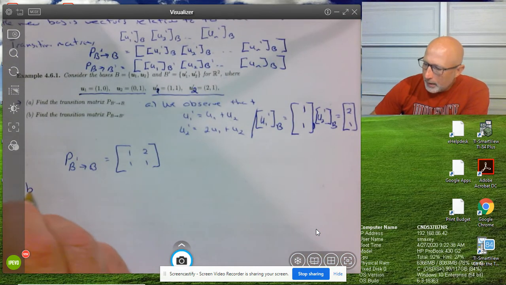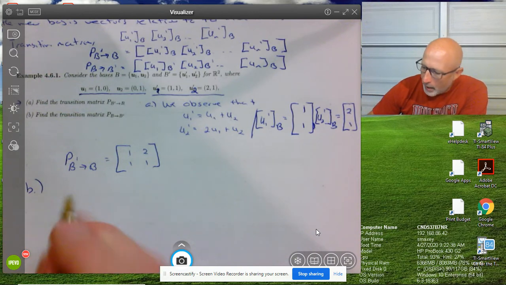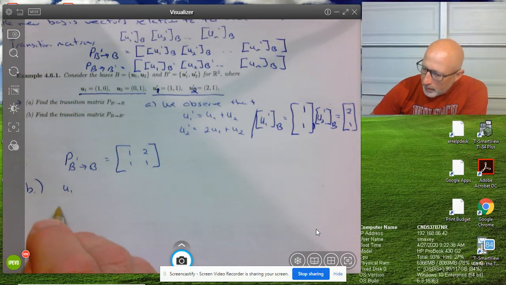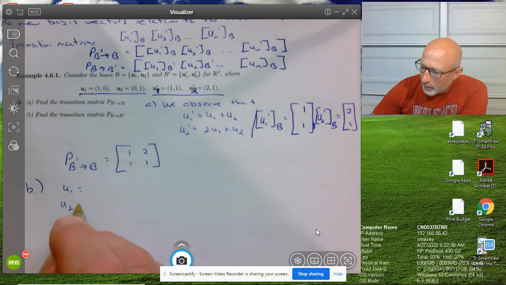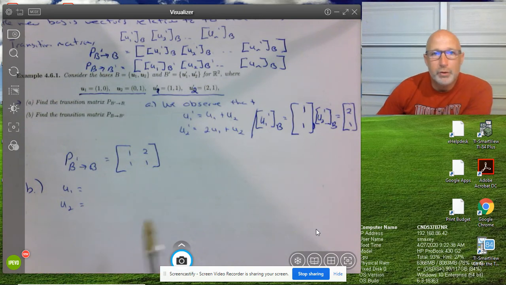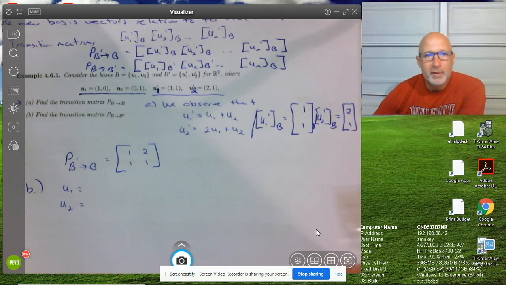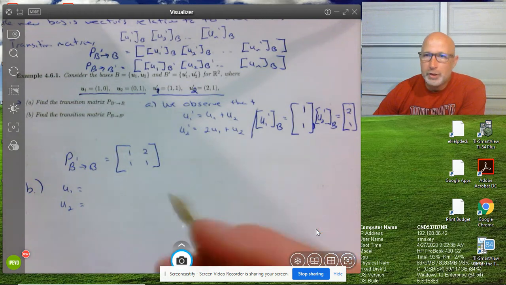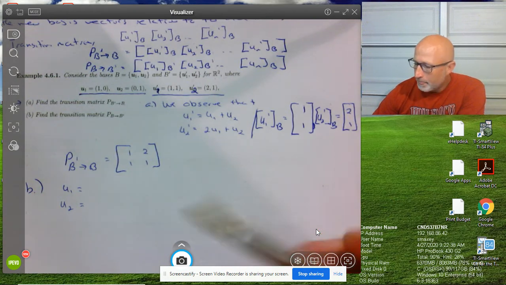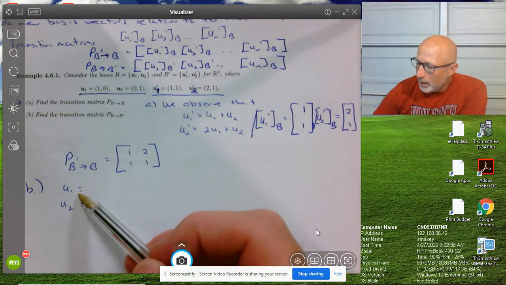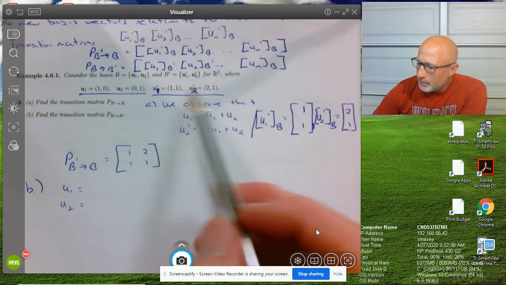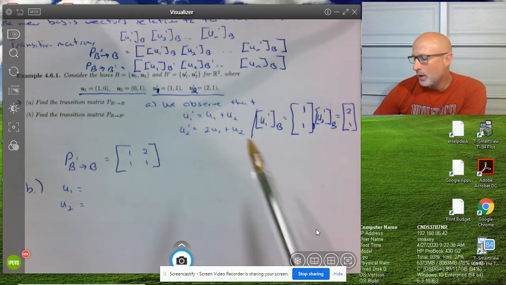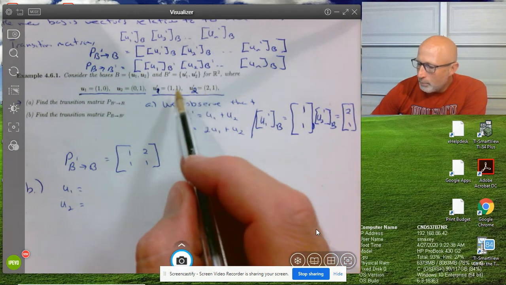So now we want to go the other way. So now I want to take and write U1 and U2 as linear combinations of U1 prime and U2 prime. So pause me for a moment because you should be able to go through and figure this out. So for U1, I need to come up with some sort of a combination between these two that's going to give me this. Well, if you notice, you take U2 minus U1.